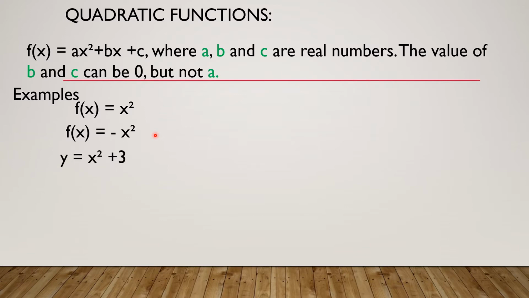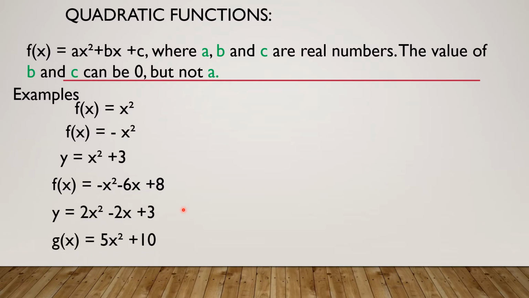Okay, y is equal to x squared plus 3. So, pinalitan ko lang yung f of x ng y kasi pareho lang sila. F of x is equal to negative x squared minus 6x plus 8. Okay, dito, ang b ko dito ay 0, wala akong middle term. Dito naman, kompleto na. Meron na akong first term, second, and last term. I have y is equal to 2x squared minus 2x plus 3. And I have g of x is equal to 5x squared plus 10. So, you can change f with any letters here.